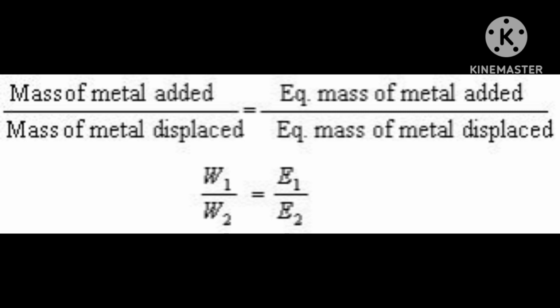Next is the fourth one, the metal displacement method. This method is based upon the fact that a more electropositive metal displaces a less electropositive metal from its salt, and 1 gram equivalent of the metal added displaces 1 gram equivalent of the metal. These two things you have to remember in this method.